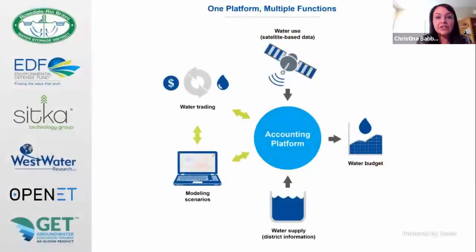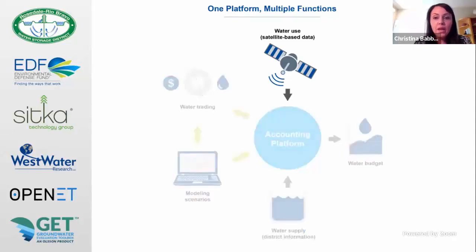So this graphic illustrates the main features of the platform. I'll briefly touch on each of the core components, and then I'll share some screenshots of the actual platform. At its core, the platform is an accounting platform. It allows landowners and water district staff to track their annual water allocations and current water usage in near real time. It's pretty similar to a bank account, right? You can go online and you can see the status of your account.